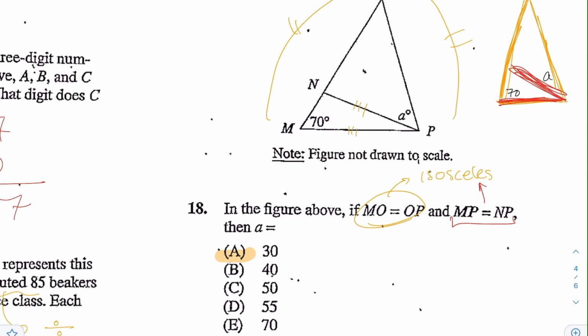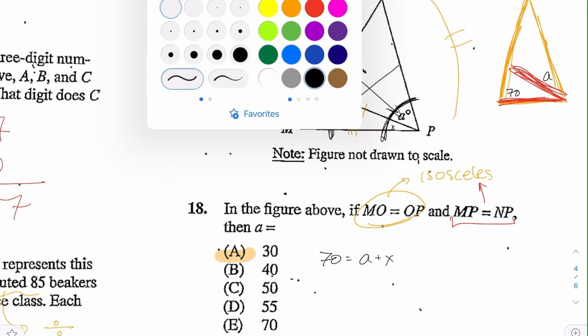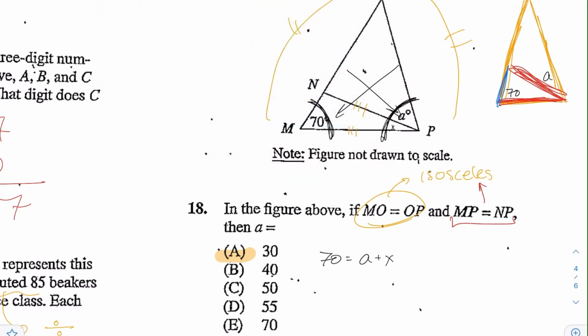Now because MO is equal to OP, so these two sides are equal, their opposite angles are also equal as well. So angle M is equal to 70 degrees, and so is this angle here, which is A plus this. We don't know what this is, so we can call that X. Now, the other piece of info that we can use, because the bottom triangle is also isosceles, the opposite sides are also equal. So this angle is also equal to 70 degrees.